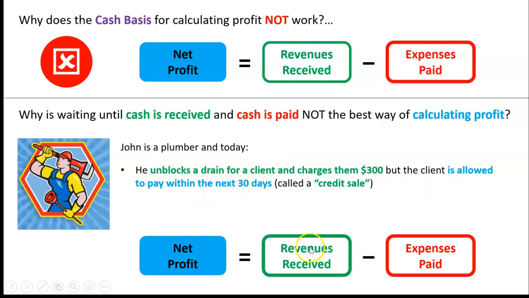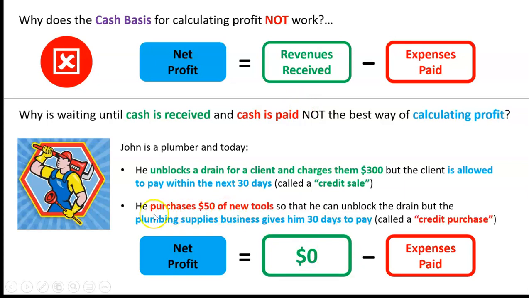So the problem here is we're only going to recognize revenues when received. He has not received anything. So under this system, revenue is zero. All right, what about that? To actually unblock the drain, he had to purchase $50 of new tools, but the plumbing supplies business gives him 30 days to pay. He hasn't paid for his tools yet to do this job. That's called a credit purchase, which we'll deal with in a later chapter.